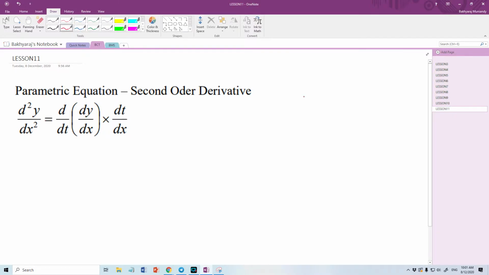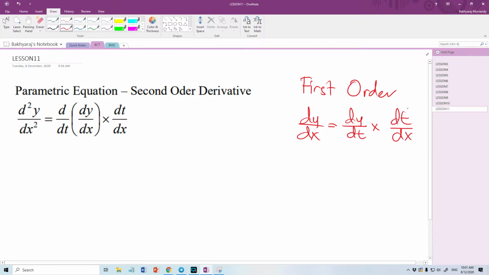Okay, if we look at first order, first order is dy dx equals dy over dt times dt over dx. So this is the first order, right? Okay, this is just a recall because we want to go for the second order. So now we want to look at the second order.